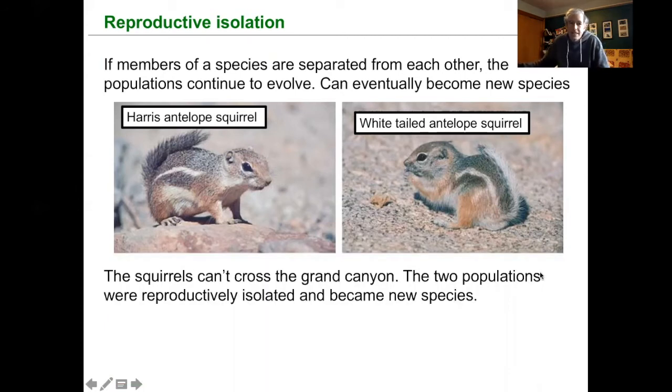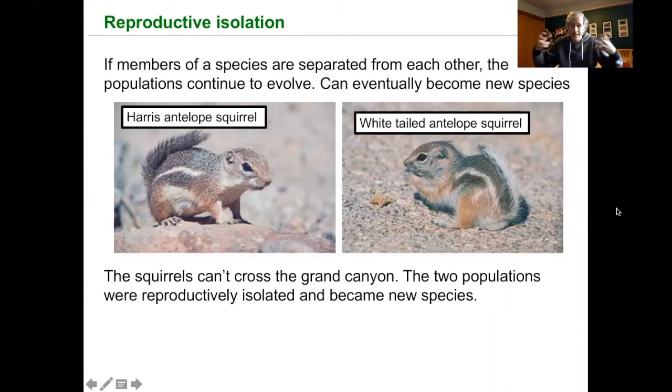Because what's happened is these squirrels are unable to cross the Grand Canyon. So as the Grand Canyon formed, the range of this species used to span the Grand Canyon. But as the Grand Canyon formed, it isolated the two species, one on one side and one on the other. Because they could no longer cross, they became reproductively isolated. They couldn't send genetic information. They couldn't breed backwards and forwards. Over time, the two populations continued to evolve, and now they've become new species. If you take a Harris antelope squirrel and a white-tailed antelope squirrel, they can no longer reproduce. They are now different species.